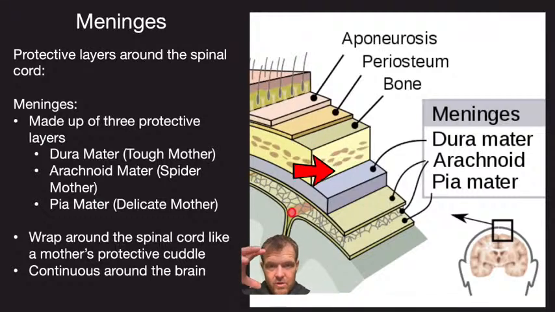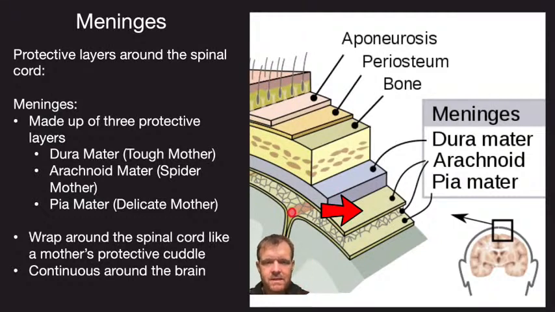Underneath the skull, we've got three layers, and these are the meningeal layers. We've got the dura mater, which is the tough mother. Mater means mother. The arachnoid layer, which is like a spider's web, hence the name. And then the pia mater, which means delicate mother. So we've got this very delicate, fine connective tissue. Each of these three layers sit on top of each other, and they form the protective layers for the brain and the spinal cord.